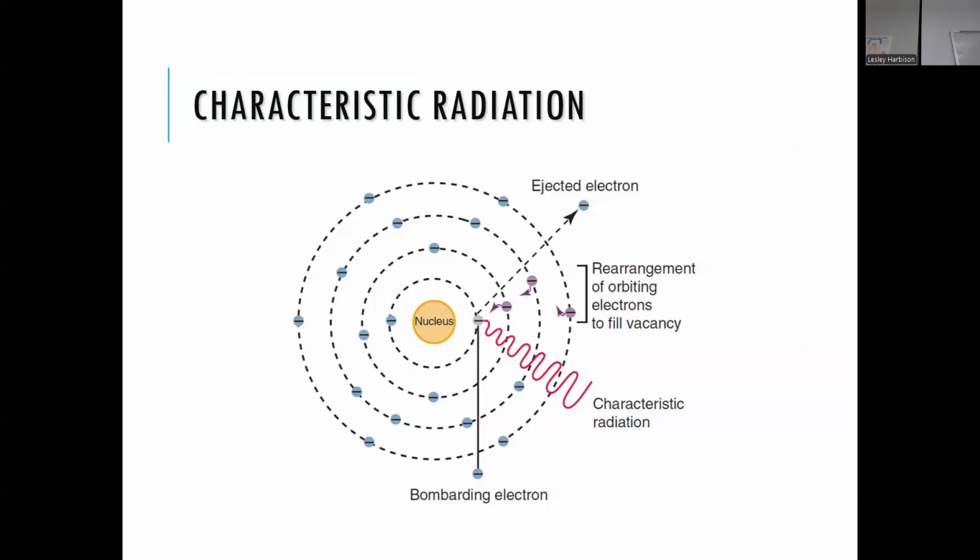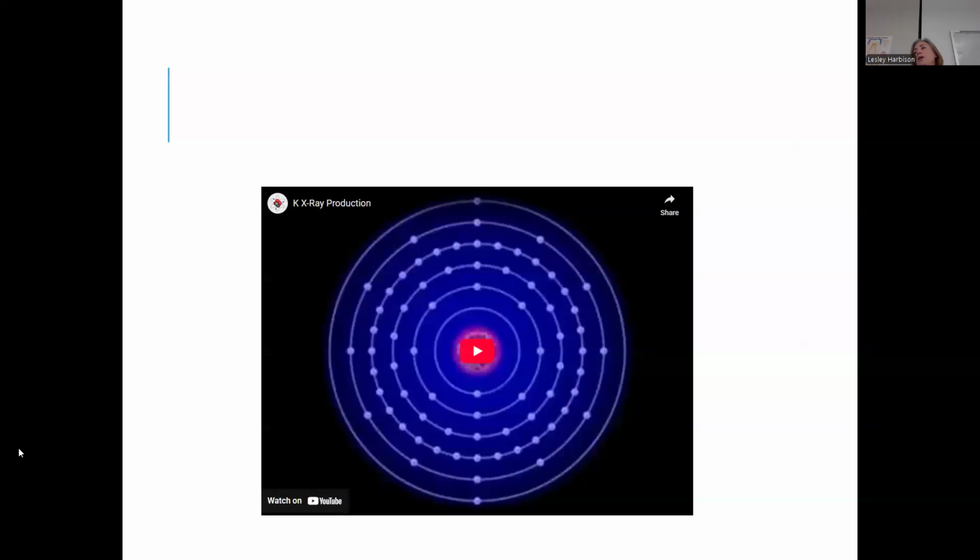But with characteristic, that one bombarding electron comes in, completely slams into another electron, knocks it out, and then it's gone. It's used up. That's the end of its purpose for that one interaction. If we look at the next slide, the little animation shows it coming in, knocking out an electron, and then things move forward.